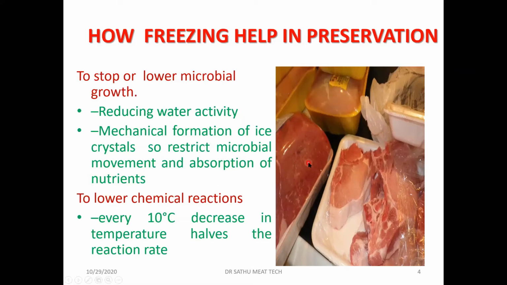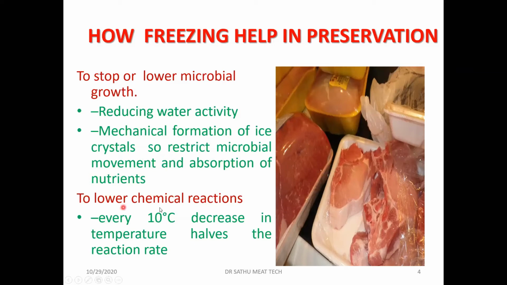How? We are converting the water present inside the food materials into ice crystals, so the water available for the microbes is reduced. That is what we mean by reducing the water activity. The second is the mechanical effect of the formation of ice crystals. The food material contains 70 to 75% water. That water, present intracellularly or intercellularly, is getting converted into ice. Once it is converted into ice crystals, it restricts the microbial movement and also reduces the absorption of nutrients by the microbes. So that is how we are reducing or stopping the microbial growth.